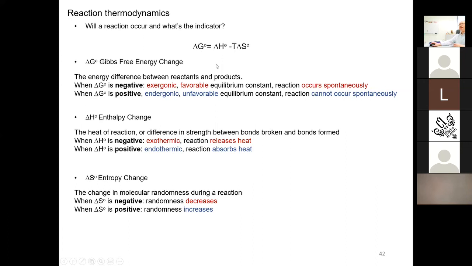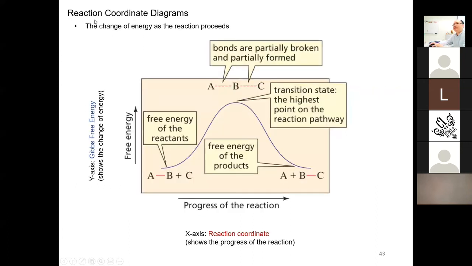Okay, so another thing is the reaction coordinate diagrams. We are going to see these a lot in the following classes. At the left, you have the starting material, and this level is the free energy level of the reactant. On the right, you have the product. This is the free energy of the products. The x-axis is the reaction coordinate, showing the progress of the reaction, and the y-axis is the Gibbs free energy.